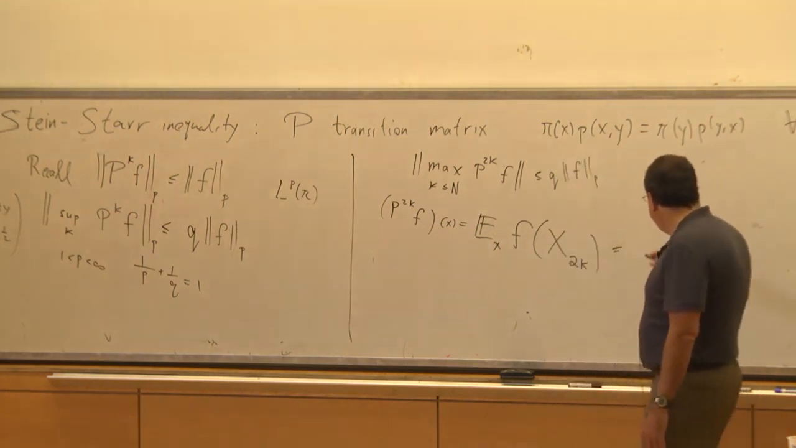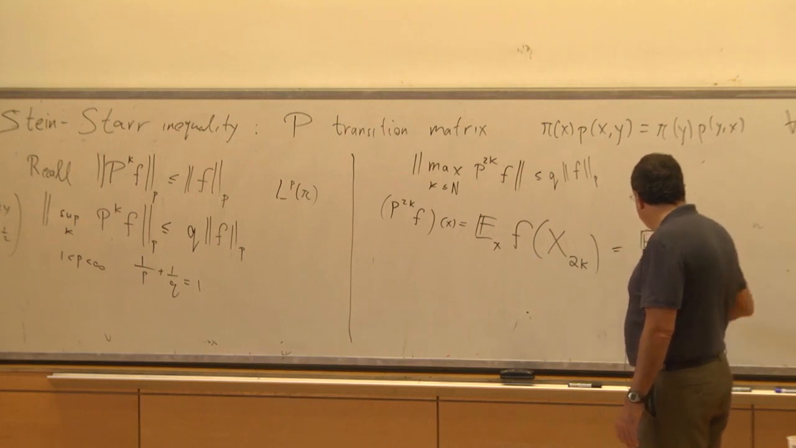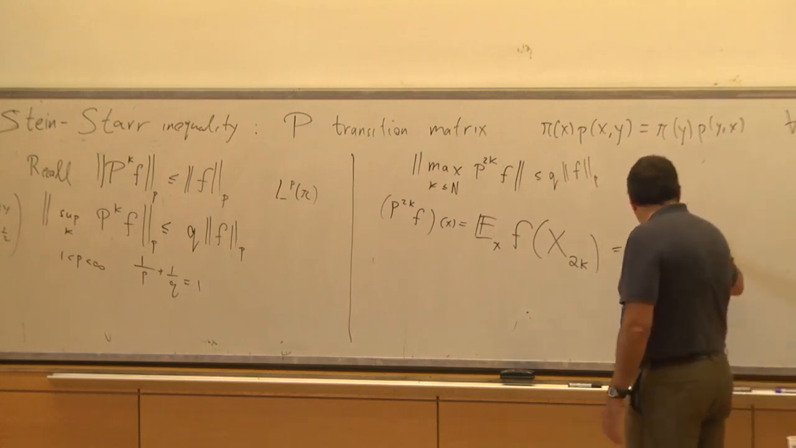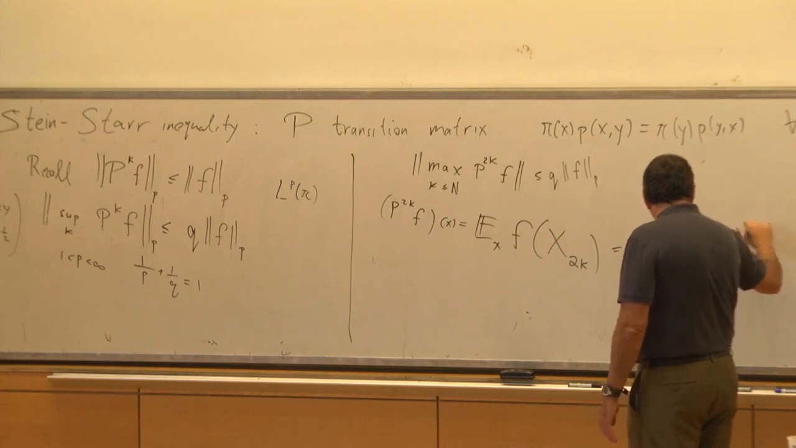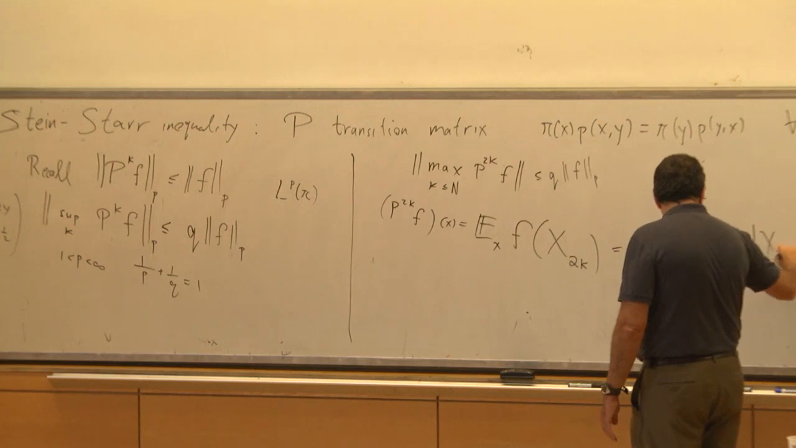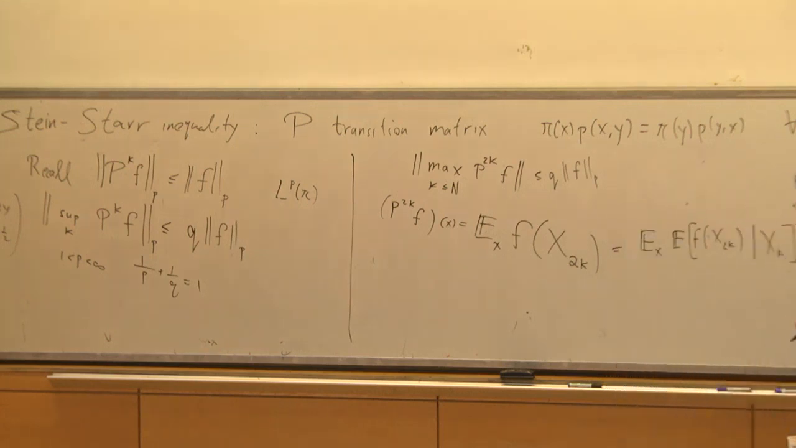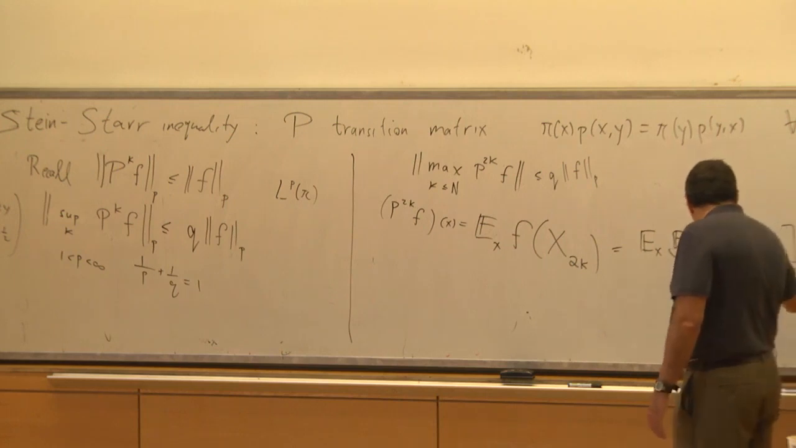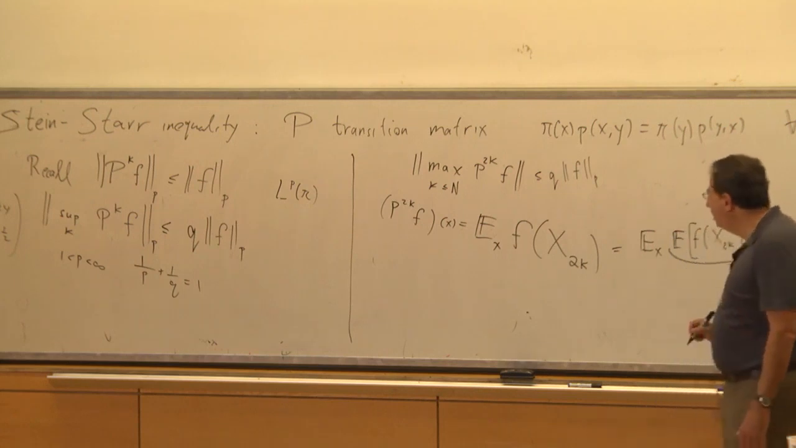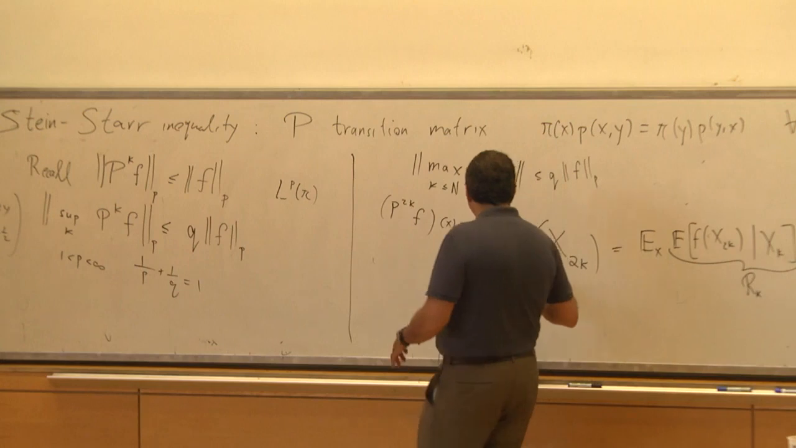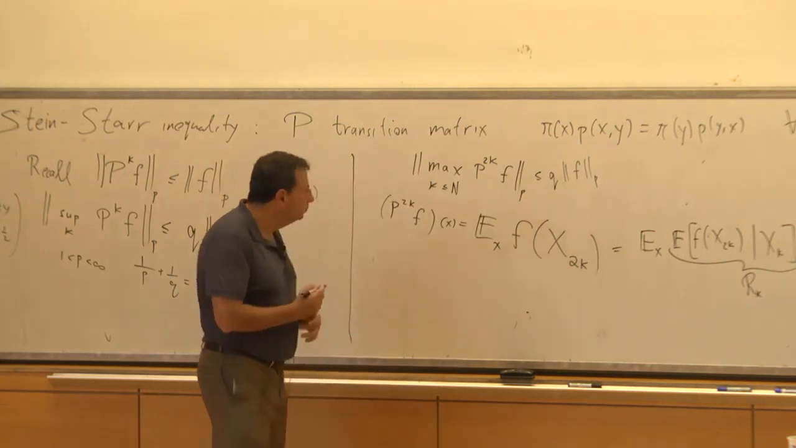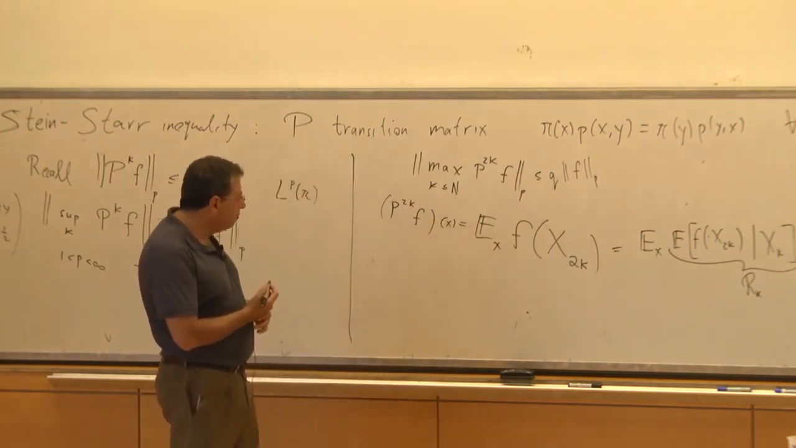And the idea is let's write this as the expectation of the expectation of f of X_{2k} given X_k. We are just using the tower property of conditional expectations. Let's call this expression R_k. Right, so this is in L^p of pi. Okay, so now this is all fine.